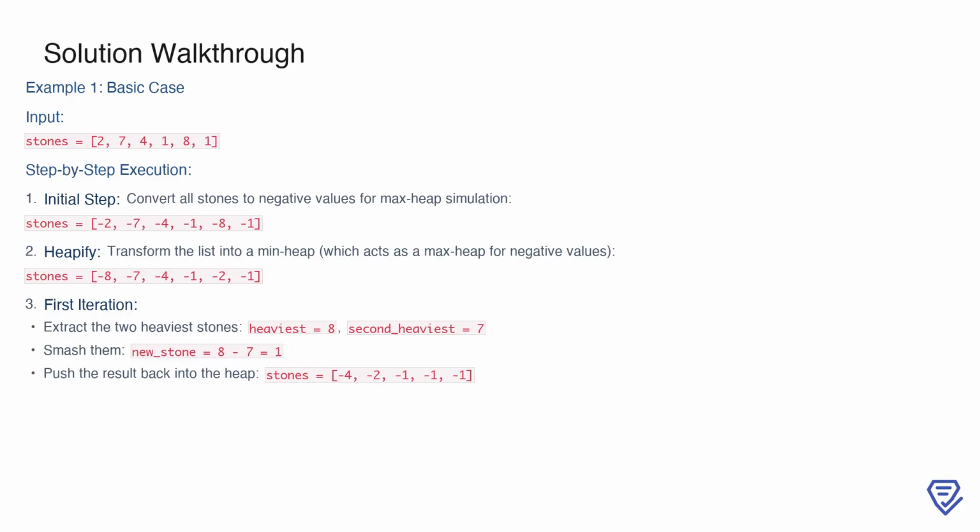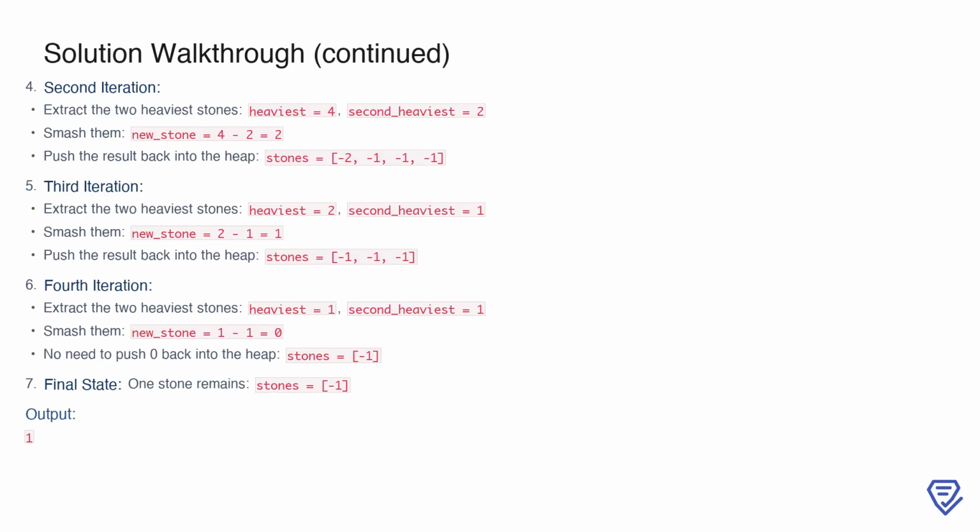In the first iteration, we extract the 2 heaviest stones, which are 8 and 7. Smashing these results in a new stone of weight 1, which we push back into the heap, leaving the heap as -4, -2, -1, -1, -1. Now, in the second iteration, the 2 heaviest stones are 4 and 2. Smashing these gives a new stone of weight 2, which we add back to the heap, resulting in -2, -1, -1, -1. In the third iteration, we extract 2 and 1 as the heaviest stones. Smashing them leaves a new stone of weight 1, and the heap becomes -1, -1, -1.